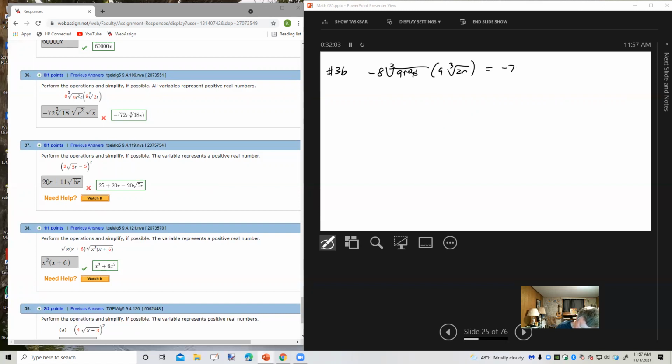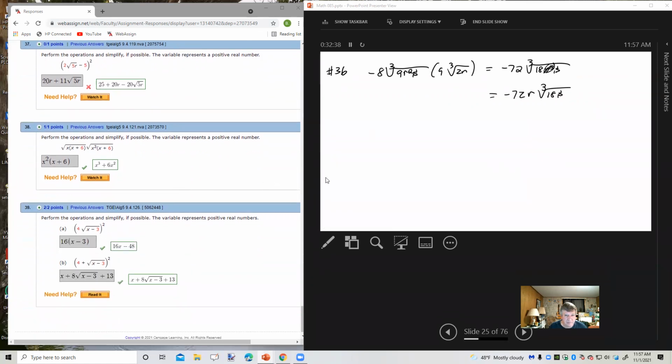Well, that would be -72 cube root of, let's see, 18 r cubed s. Okay. Now, 18 is 2 times 3 times 3, no cubes there. S, no cubes there, but there's a cube here. So I'm going to get negative 72 r coming outside cube root of 18s. So that's the final answer there. And one more, 37.